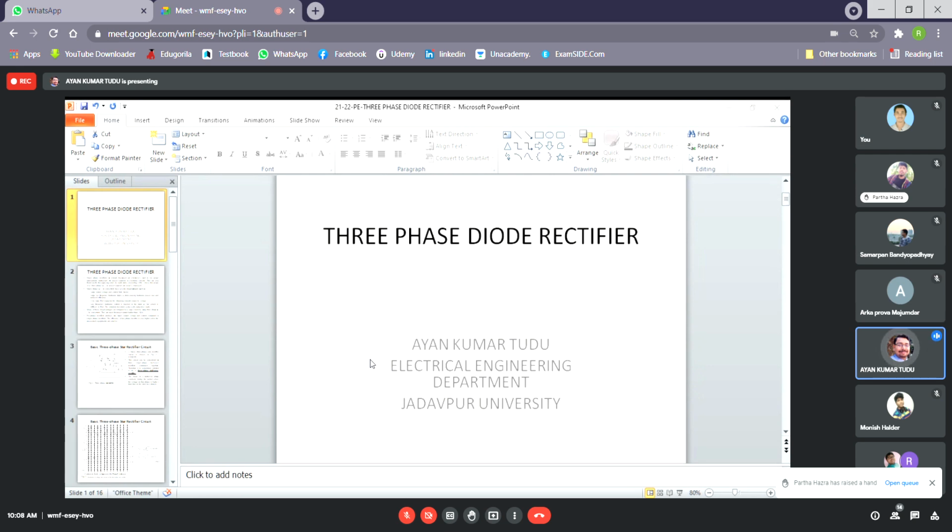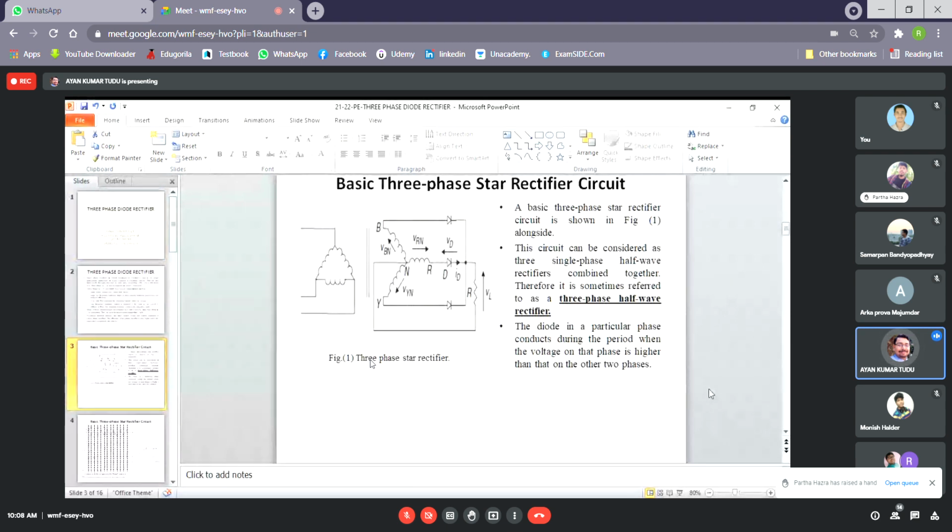Now in the figure that we have here, we have shown a basic three-phase star rectifier circuit, which can be considered as three single-phase half-wave rectifiers combined together. So that's why it is sometimes also referred to as a three-phase half-wave rectifier.